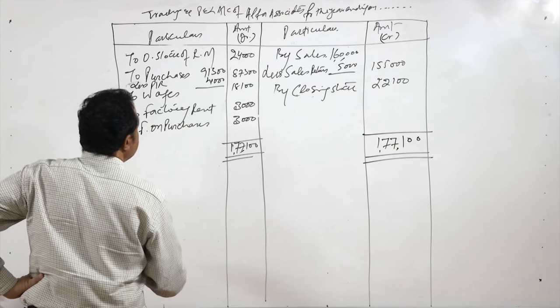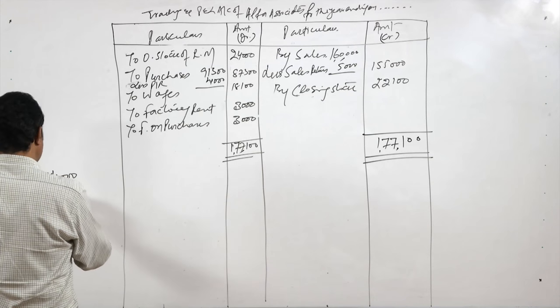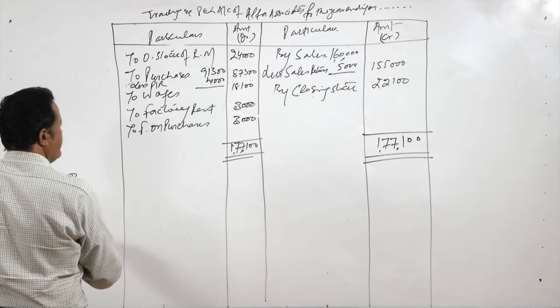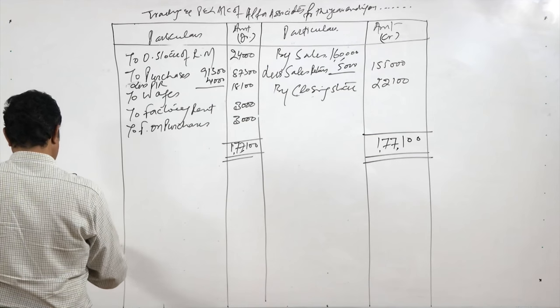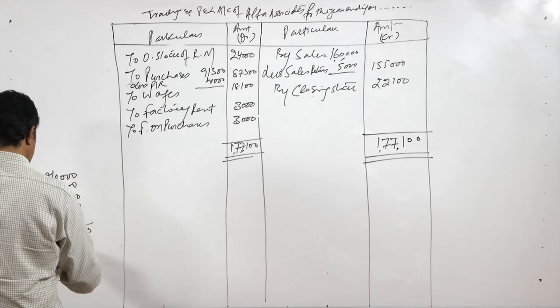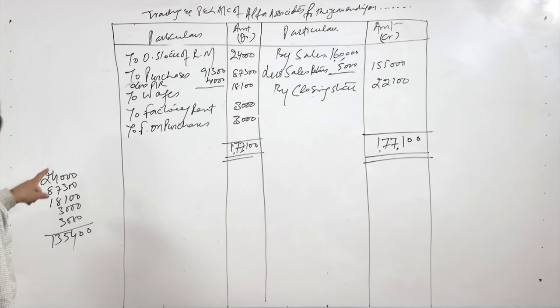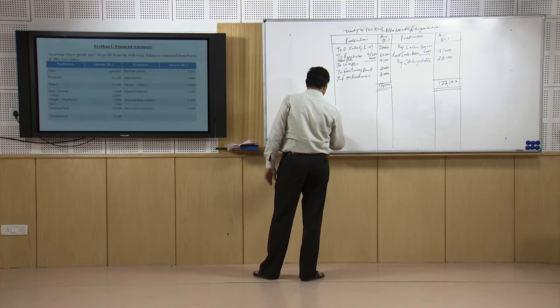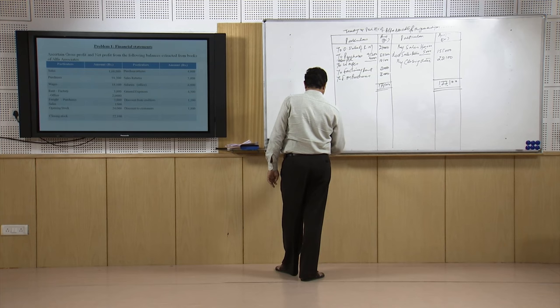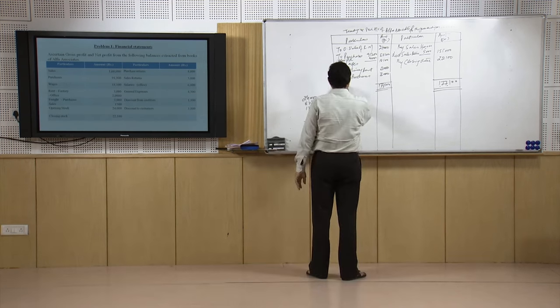So, if you total it up: 24,000, then 87,300, then 18,100, then 3,000, and then again 3,000. So the total of this side becomes 1,35,400, right? The total of the credit side is 1,77,100 and the total of the debit side is 1,35,400. So we have to subtract, and 41,700 is the gross profit.